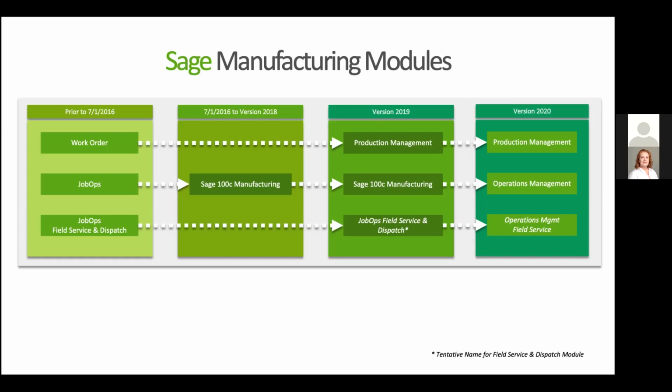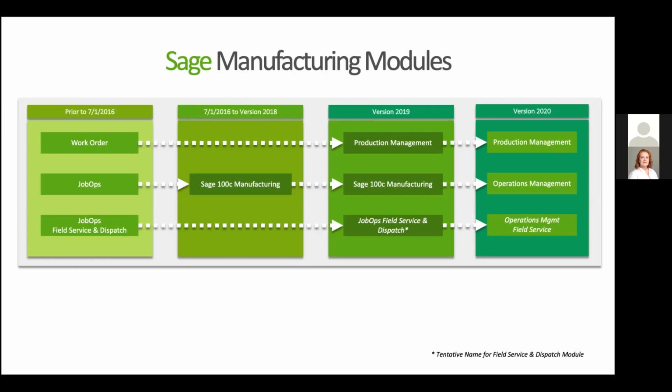But in 2020, there was a name change. Sage 100C manufacturing changed to operations management, right? So we've got production management stayed the same from work order. We've got now operations management. Operations management went from JobOps to Sage 100C manufacturing to operations management. And in operations management, field service and dispatch. So field service and dispatch kept its name, but it did not carry the JobOps. So the JobOps name has fallen off. Everybody knows the JobOps name and refers to operations management as JobOps a lot, but it does cause some confusion.